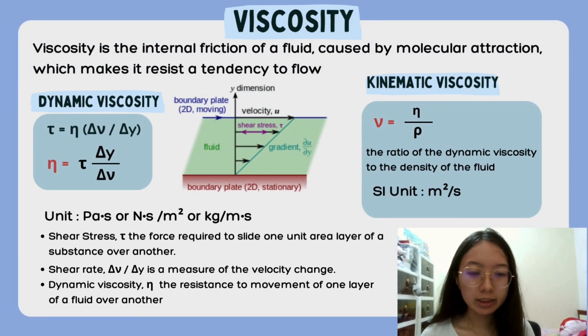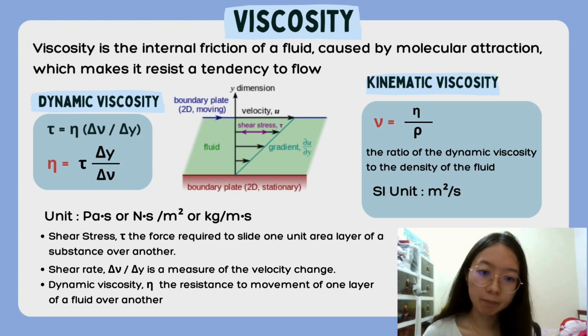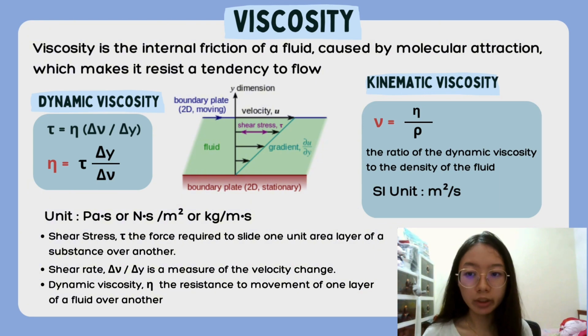So finally we come to our last fluid feature of the video, which is viscosity. Viscosity is the internal friction of a fluid caused by molecular attraction, which makes it resist a tendency to flow. And viscosity is divided into dynamic viscosity and also kinematic viscosity. So dynamic viscosity is the resistance to movement of one layer of a fluid over another. In order to understand the formula in the blue box, you can refer to the diagram beside the blue box. And you can see the letter J, which is shear stress, what we call tau, and it is the force required to slide one unit area layer of the substance over another.